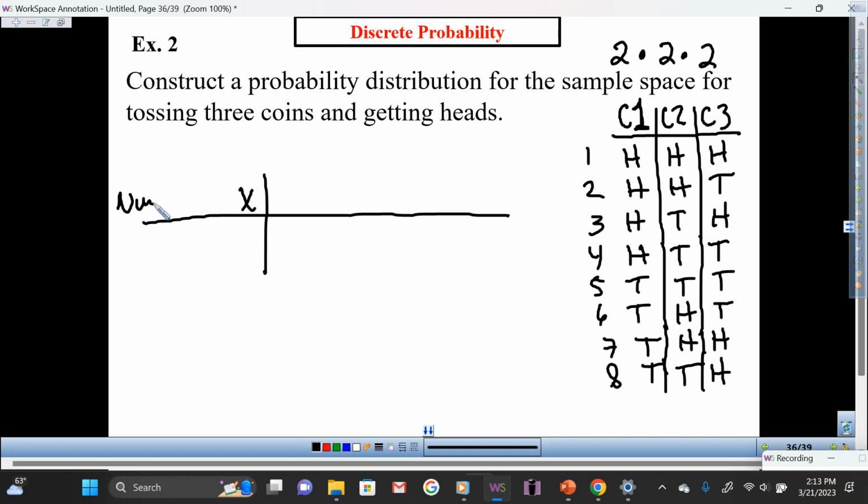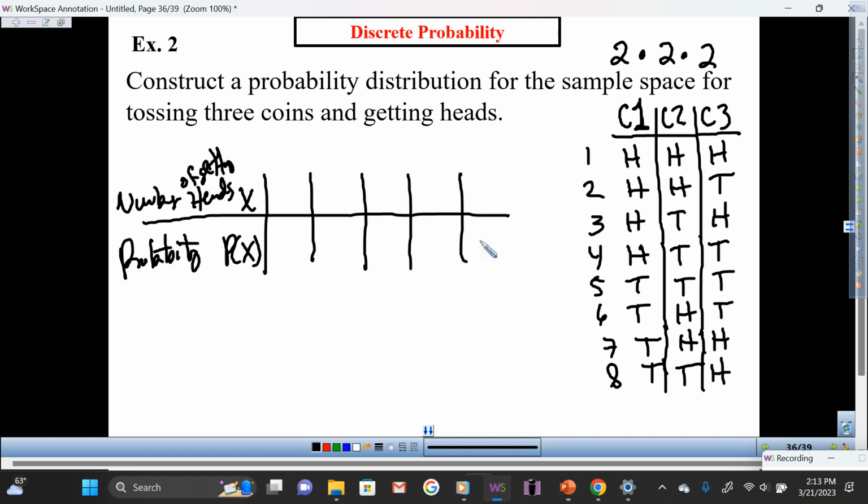Number of getting heads. Okay? And this is P of X. So before we use this, question. What are the possibilities of getting heads? What do we start with? Is there such a thing as not getting any heads? All right, so 0.